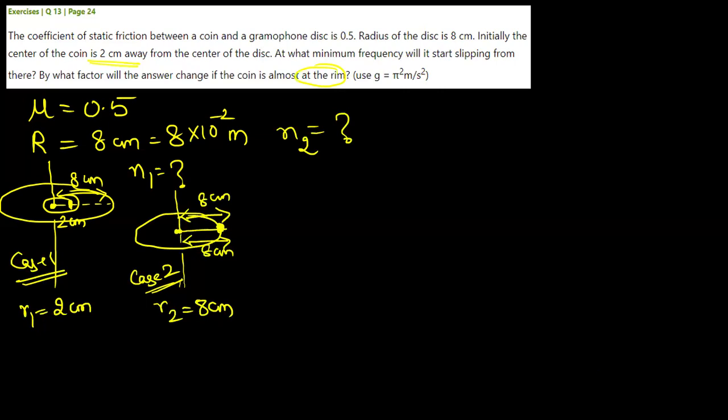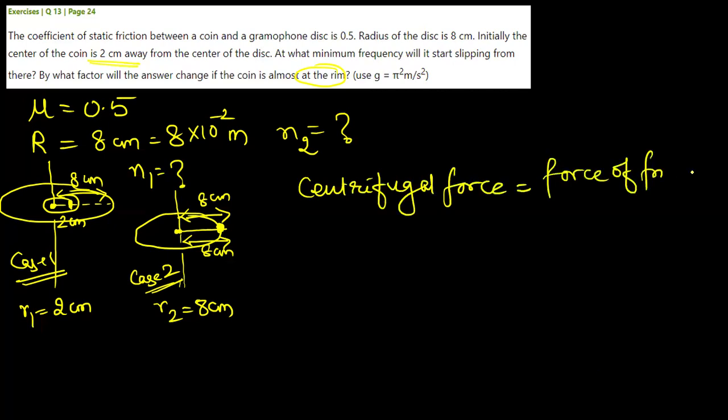Now, if you see very carefully, the coin is slipping. Earlier it was at a distance of 2 centimeter, now it is at a distance of 8 centimeter, meaning it is slipping from the center and going away from the center. The force which acts going away from the center is called centrifugal force. So centrifugal force will take place over here. Centrifugal force should be balanced by the force of friction.